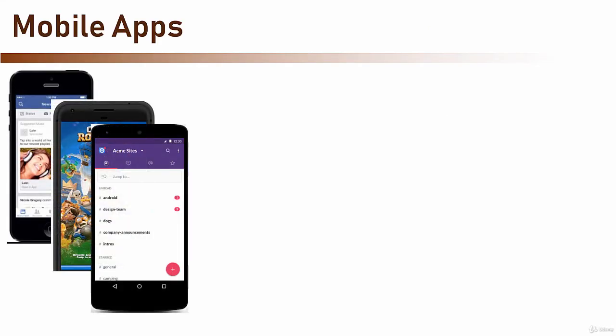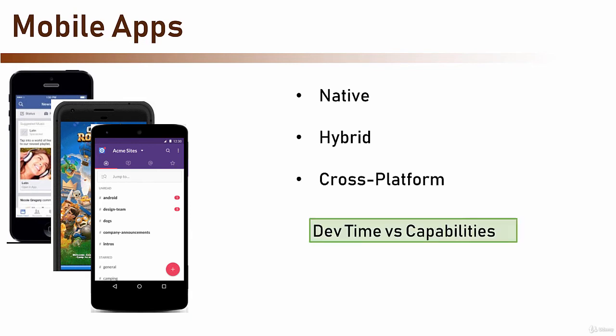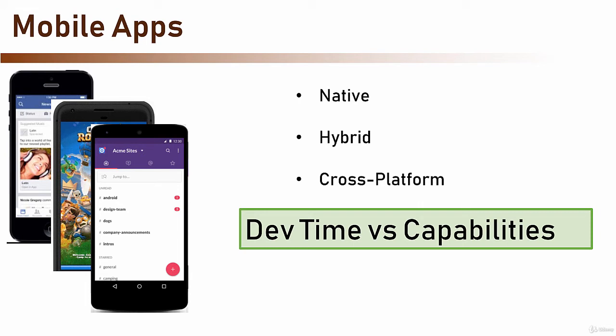Okay, let's talk about mobile apps. When designing a mobile app, the first thing we need to do is to decide the development approach we are going to use. There are three main approaches for mobile app development: native, hybrid, and cross-platform. Basically, those approaches represent the trade-off between development time versus capabilities, and your selection should be based on these factors.